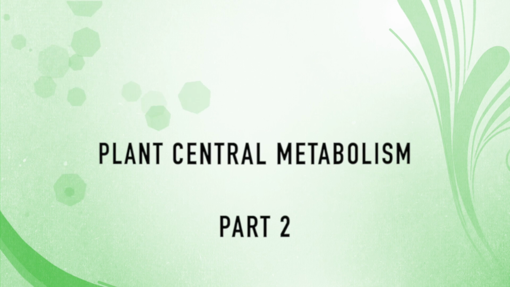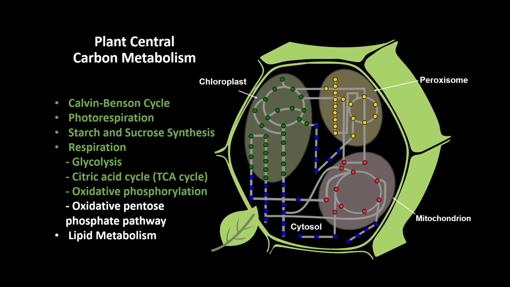Hello again, everybody. I'd like to pick up from where we left off last time. We talked about how plants make starch and sucrose, and how they obtain energy from the breakdown of sugars through glycolysis, the TCA cycle, and oxidative phosphorylation. Today we will focus on the oxidative pentose phosphate pathway, and start a new topic, lipid metabolism.